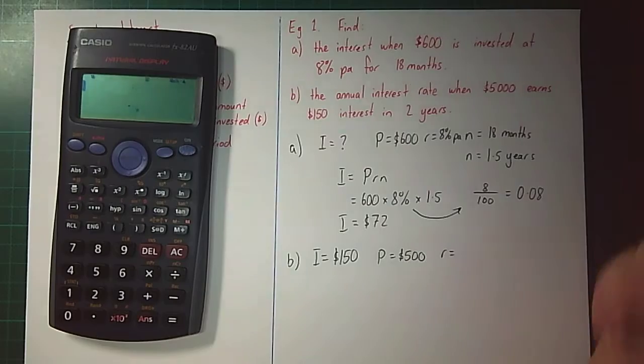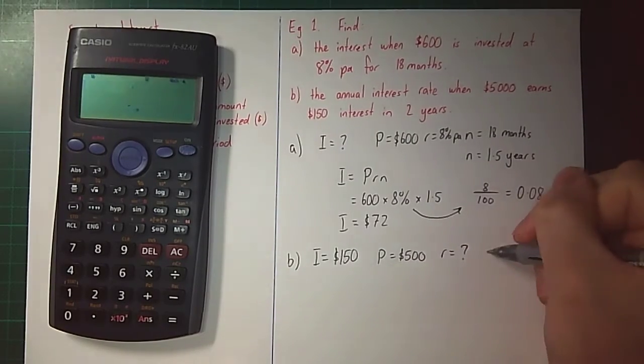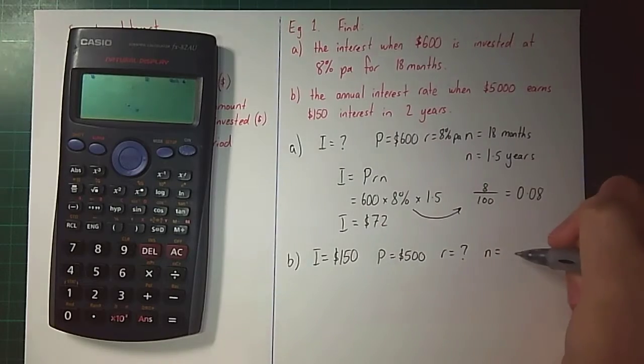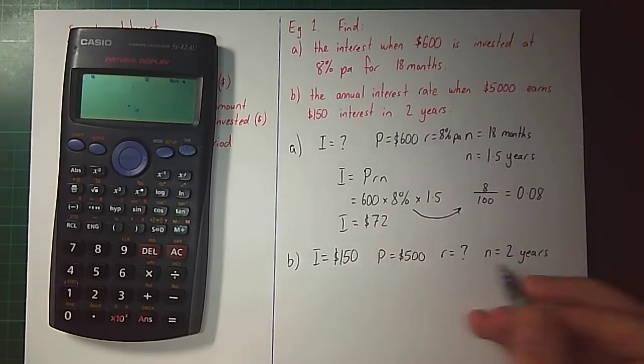It says find the annual interest rate, so that's what we don't know. So we're going to find that. And the N says it's 2 years. Now, in this case, it says the annual interest rate, and we're already in years, so we don't have to adjust the rate or the time period. So we'll pop everything into our formula.